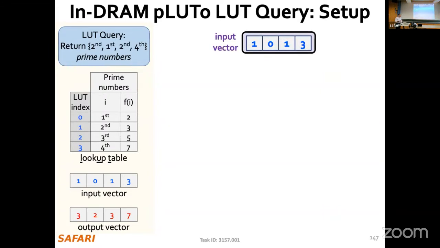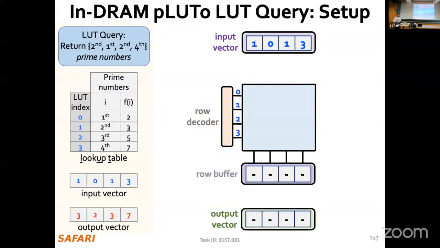We have what is called an input vector that's going to store the indexes that I want from this query of the lookup table. So in this case, if I want the second prime number, I want to check index one of my lookup table. If I want the first prime number, I want to index address zero. If I want the fourth prime number, I want to index element three. I'm going to have an output vector as well, and I have my DRAM array.